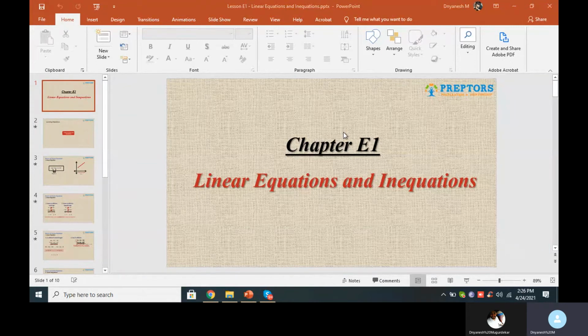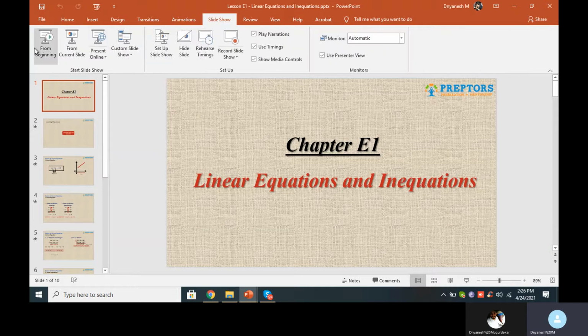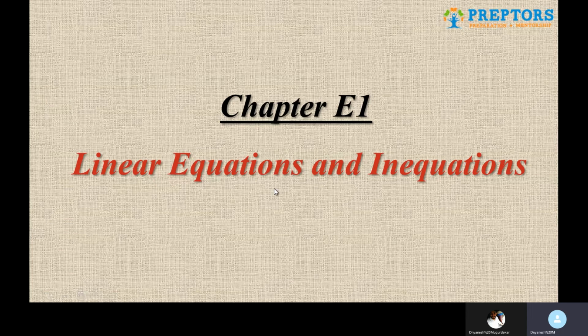Hello everyone. So we are starting with module E today, and module E and F will be categorized under a broader umbrella called algebra. In this module E, the first topic that we are doing is E1, which is basically linear equations and inequations. So let's start with this. What we are going to see is the basics of linear equations and inequations, and how we simplify linear equations.